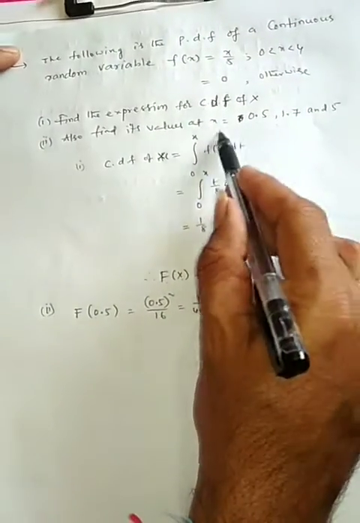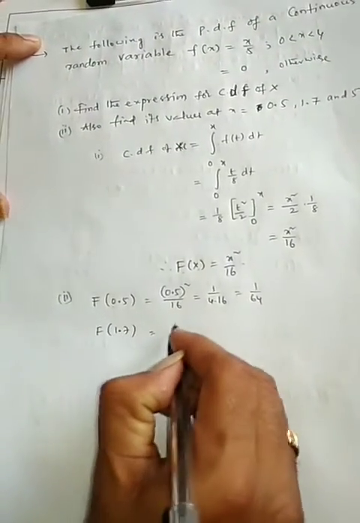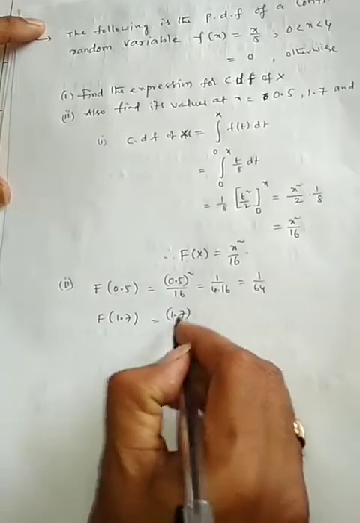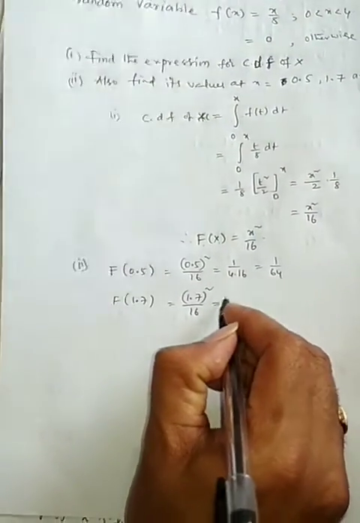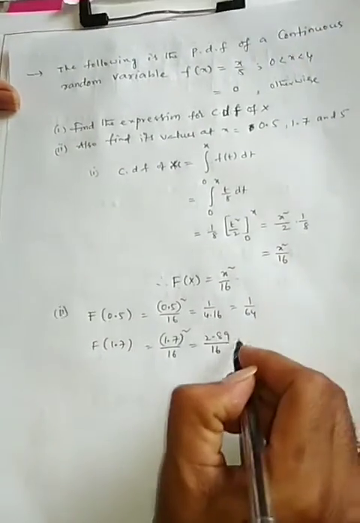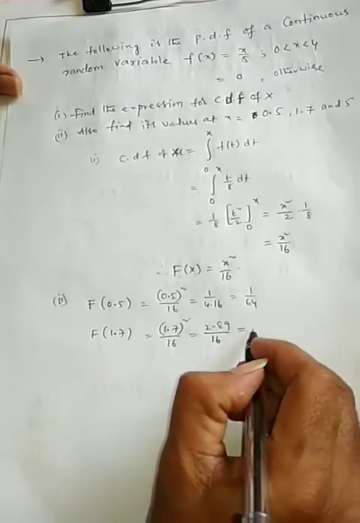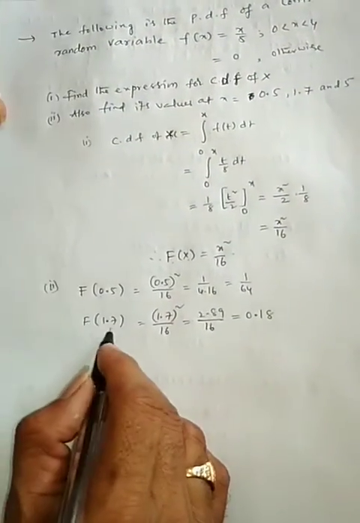And the second x value is 1.7. So F(1.7) is equal to 1.7 whole square by 16, which is 2.89 divided by 16. When we divide this value, we get 0.18. That is F(1.7).